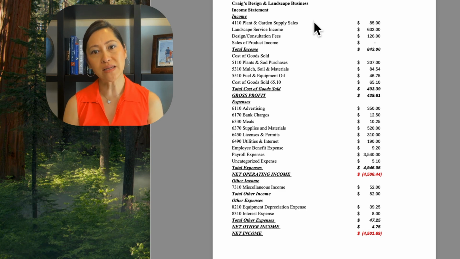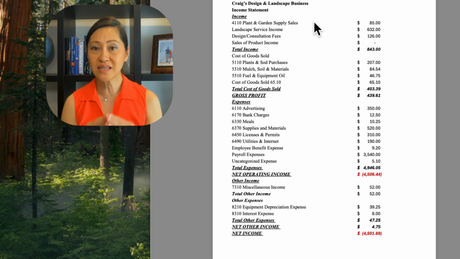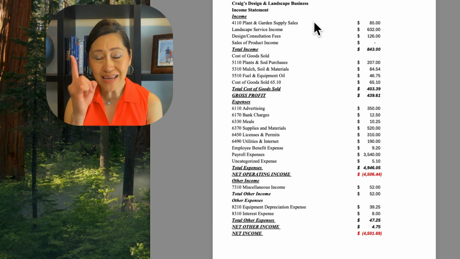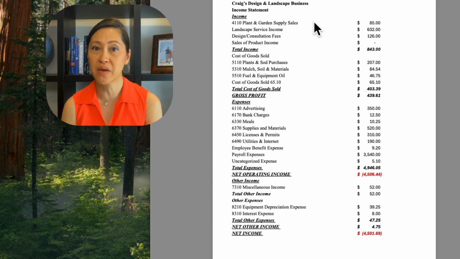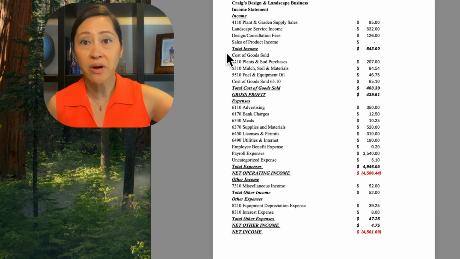So the troubleshooting takeaway here is income accounts should be specific, consistent, and meaningful to the client's business. That way, when Craig looks at his report, he immediately understands where the money is coming from without asking, what does this line even mean? Next, let's look at cost of goods sold, or COGS.